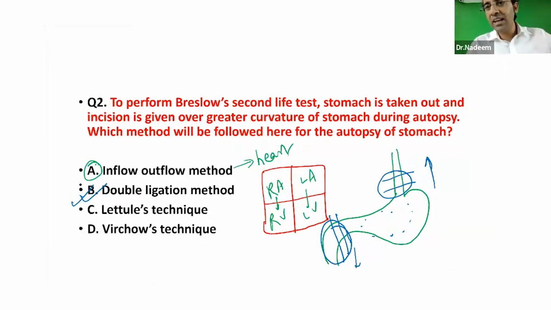Now the question is, if we have to give an incision over a stomach, should we give it over the greater curvature or the smaller curvature? Always at the greater curvature. So double ligation method for stomach, inflow outflow method for heart. Very good, very good.